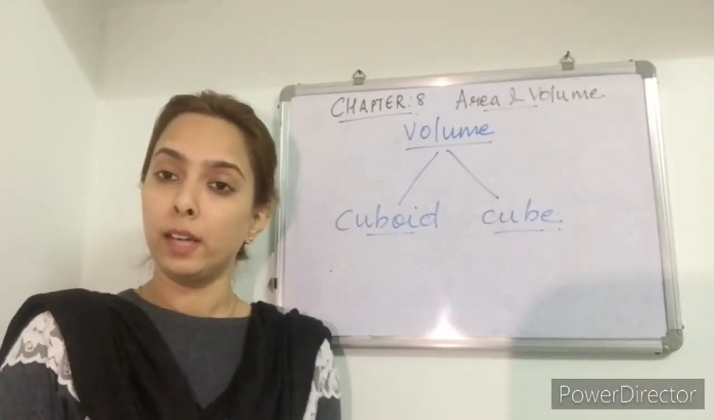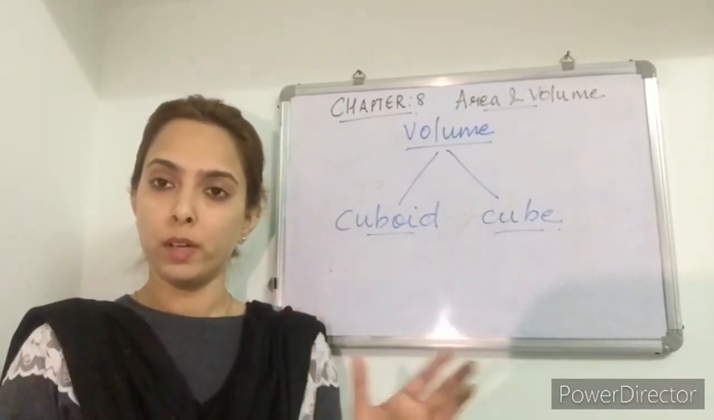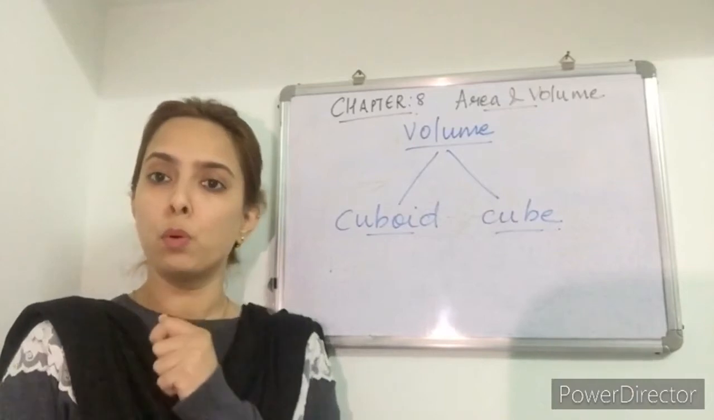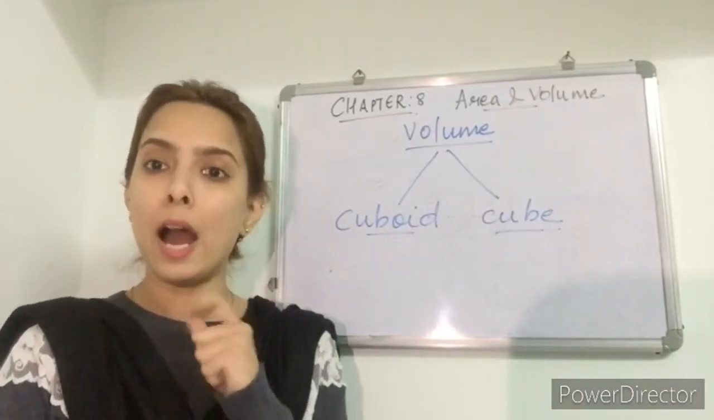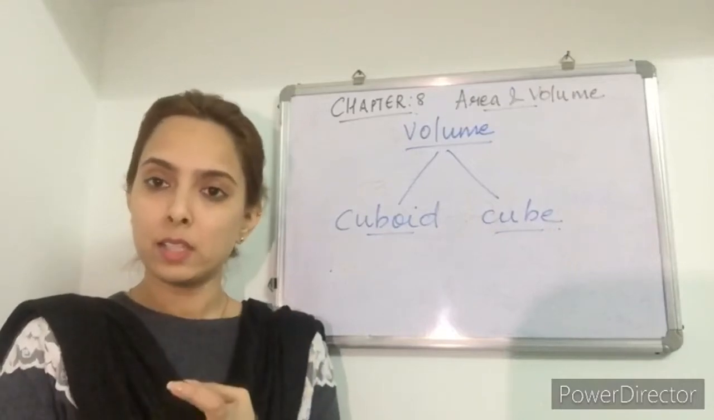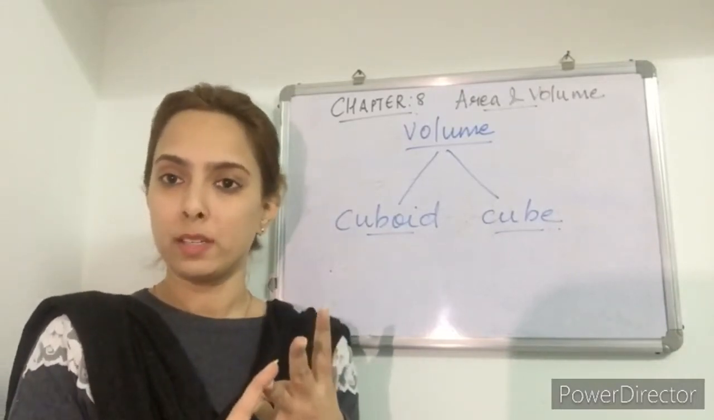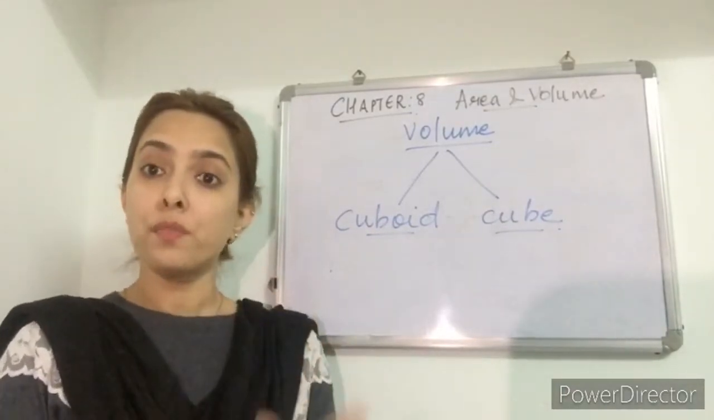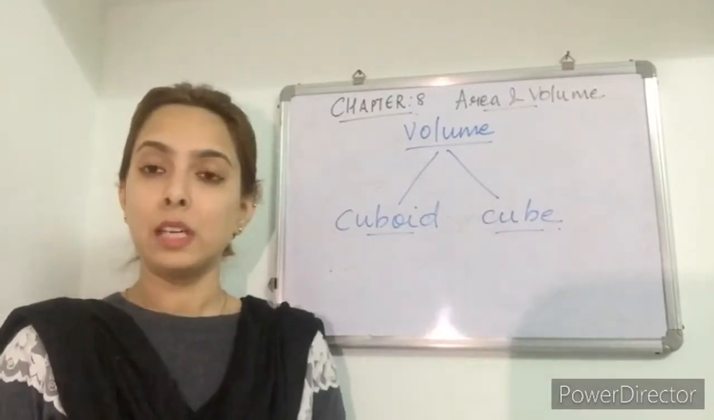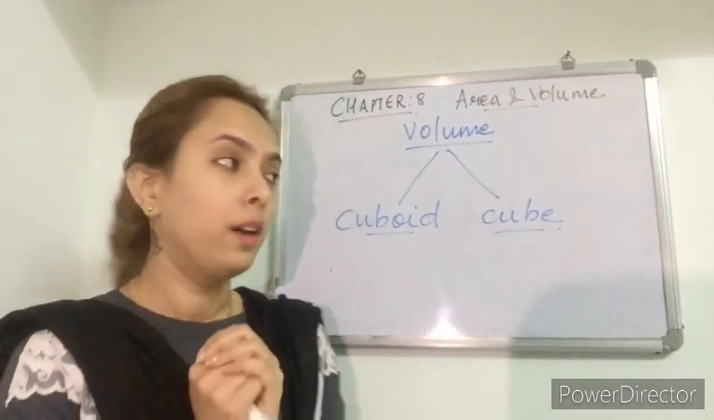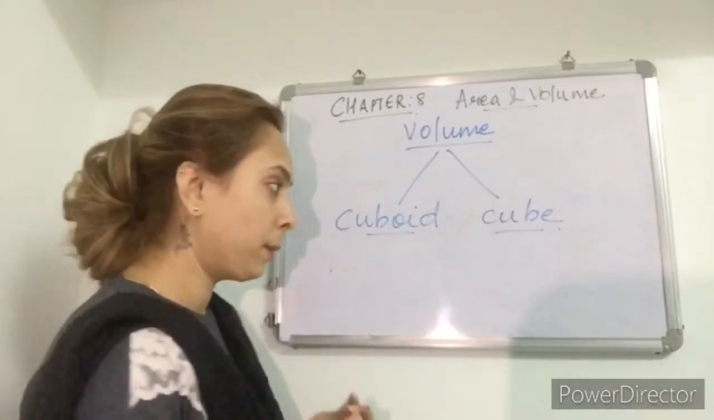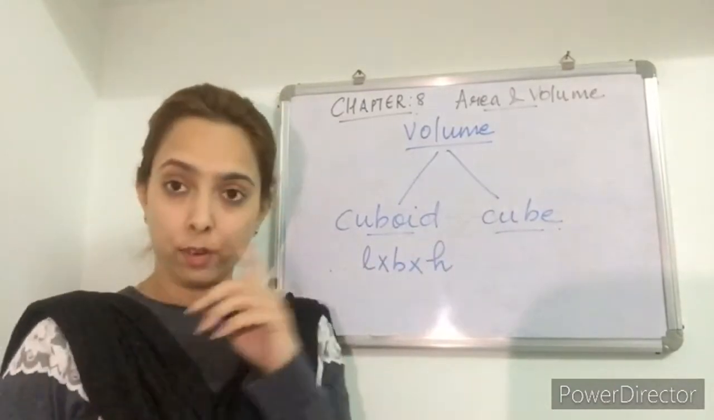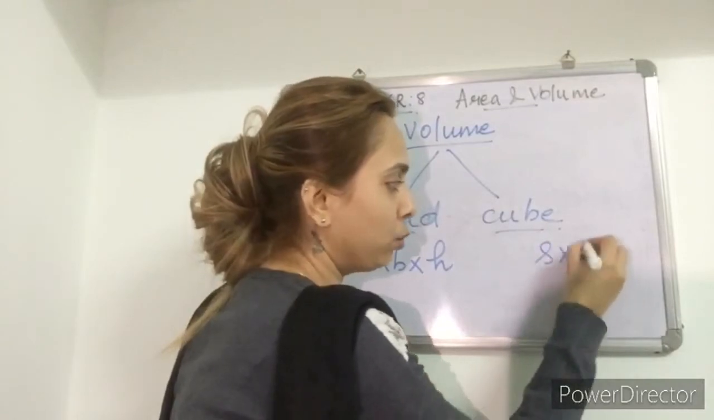Length, like the way we were having a rectangle, length and breadth were different. So here we will be learning about one more parameter, which is height. Length is there, breadth is there, but one more parameter is added, that is height. So cuboid is the 3D formation of rectangle and cube is the 3D formation of square. So here, for cuboid we will be having length into breadth into height, and for cube we will be having side into side.